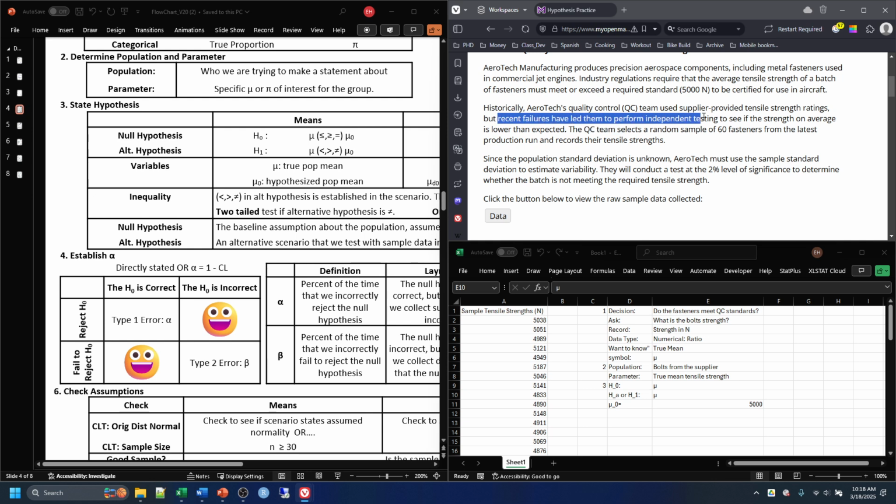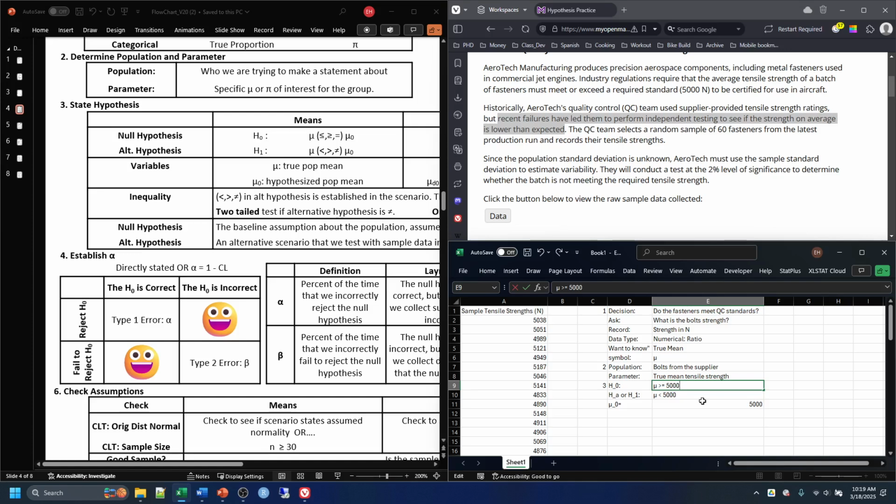Recent failures have led them to perform independent testing to see if the strength on average is lower than expected. So we want to test to see if we can show that the true mean is less than this 5,000. So it means that the null hypothesis, how I teach it in my videos, has been equals, but sometimes you will also see it be opposite with an equal sign than the alternative hypothesis. So that would be greater than or equal to 5,000. Okay, so now we've got our null and alternative hypothesis, and I'm going to say number of tails.